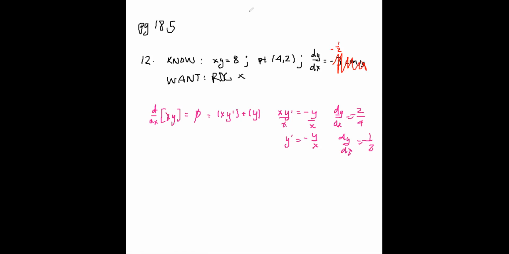Let's find the equation of the tangent line then, because that's another thing that we know how to do using point slope formula as we just did. So that's y minus 2 is equal to negative 1/2 times (x minus 4). So y is equal to negative 1/2 x plus 4.